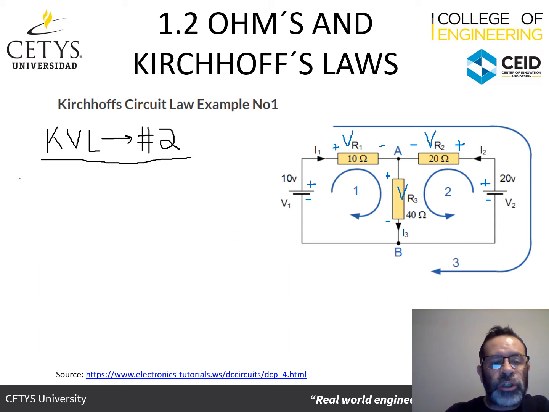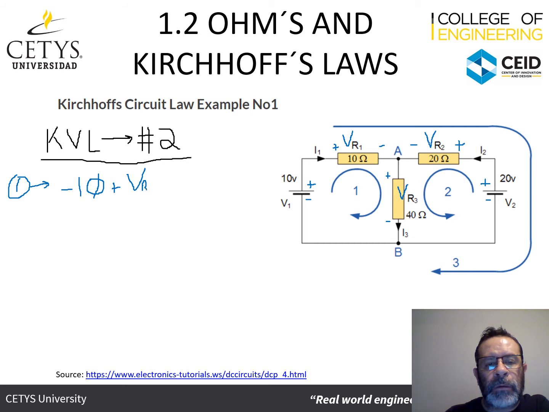So now if I go to node number 1, what I'm going to notice is the following. I'm going to follow the loop. The first thing I find here is V1, which is minus 10 volts. Why is it minus? Because the current in the loop that I'm analyzing here goes into the negative. And then we've got plus VR1. And then we come over here and we find plus VR3.